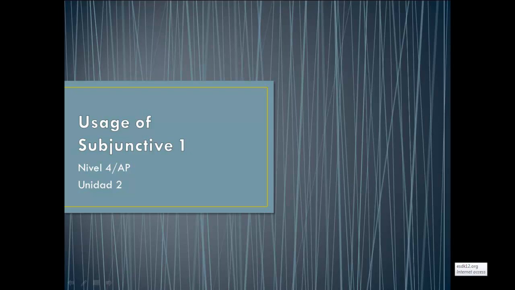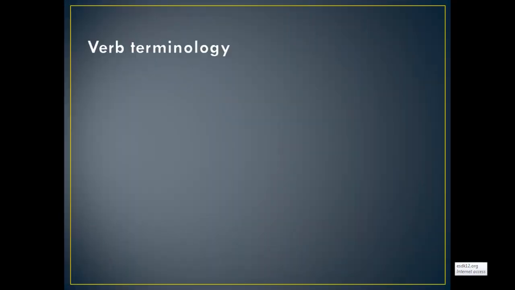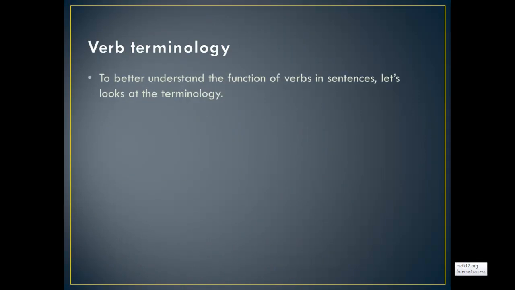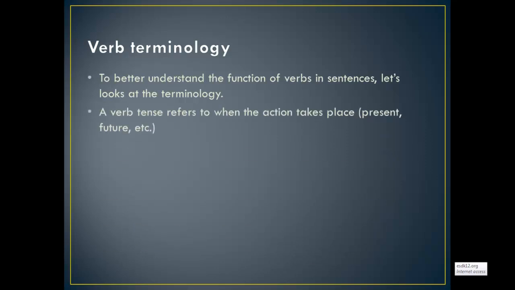This is our basic review of the subjunctive, and we go over a few other little things and some terms that hopefully are going to make the subjunctive more clear to you. So I want to start with verb terminology. A big part of the subjunctive is understanding the function of a verb in the sentence. So first we have to talk about tenses, or when the action takes place. When we talk about present, past, future, those are all verb tenses.